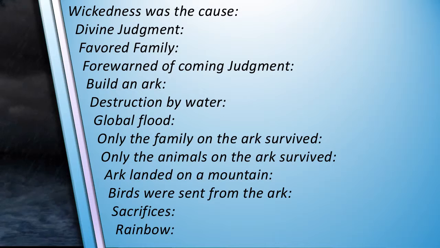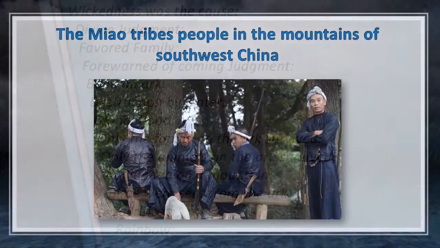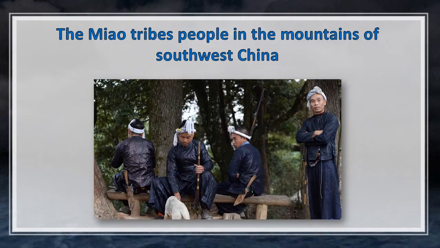These are the key details from the Genesis account of the flood that we need to note very carefully. One remarkable account of creation and the flood that closely matches the account in Genesis has been handed down from generation to generation among the Mao tribespeople who live in the mountains of southwest China.